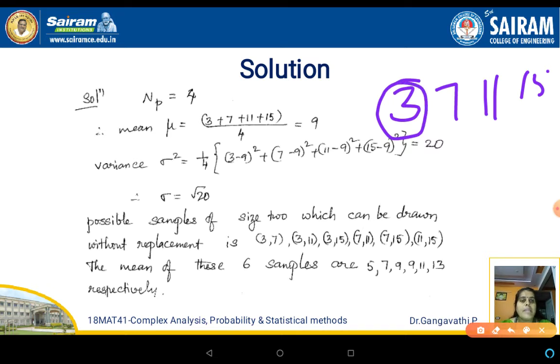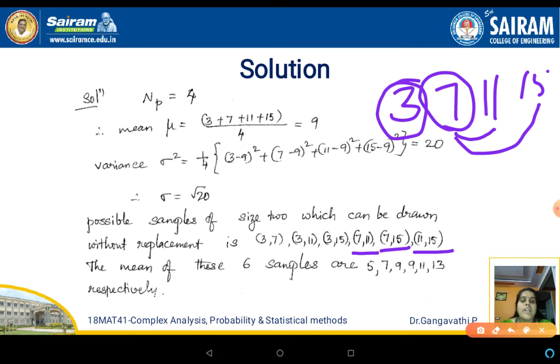The remaining elements are 7, 11 and 15. So 7 can be paired with 11 and 7 can be paired with 15. Therefore, you can see the samples 7, 11 and 7, 15. Now 7 has been drawn without replacement is the condition, so keep that also aside. In this way, do the same with 11 and 15 as the possible samples which we can make.